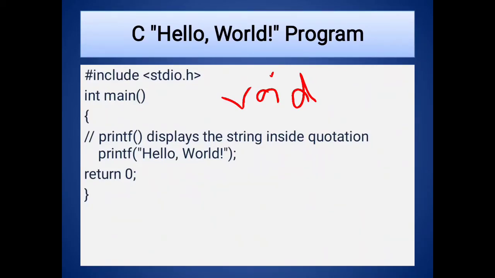In the next line the curly brace is opened. These curly braces represent the scope of this particular program. In this scope we write one printf statement which is used to display Hello World on the output screen, and the last line is return 0. return 0 represents the end status of the program.